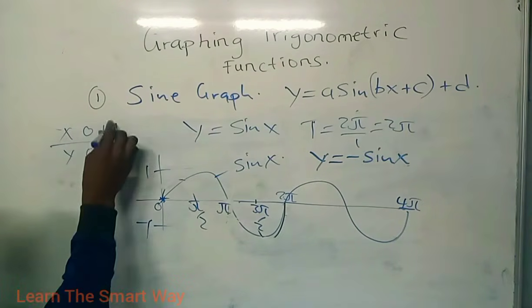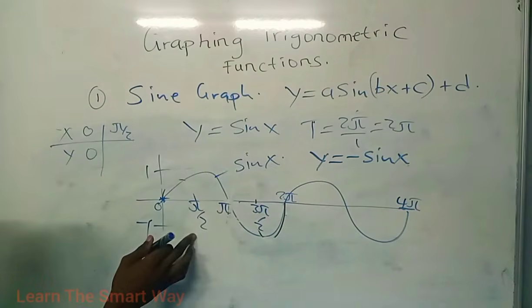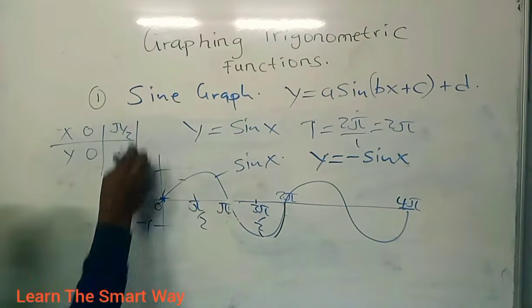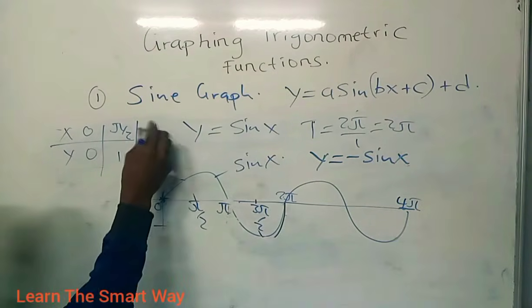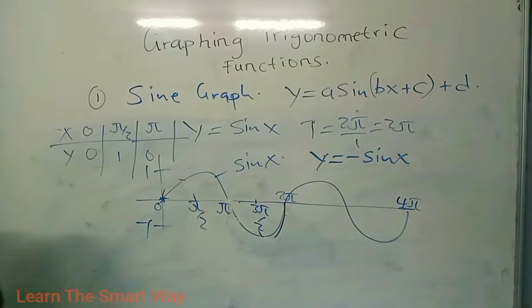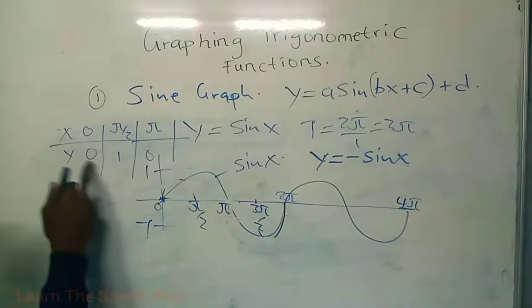You have pi over 2. Then you have pi over 2, it's 1 there. From there you have pi, 0, just like that. Okay. So the only difference is going to be to the y values.